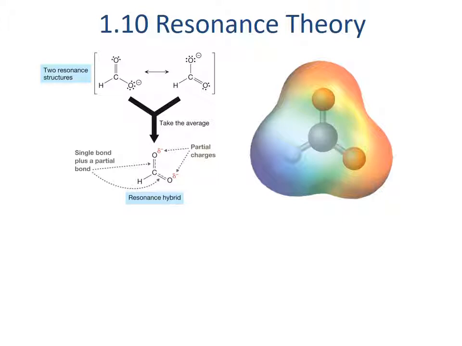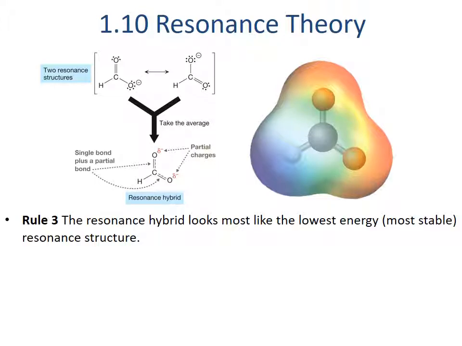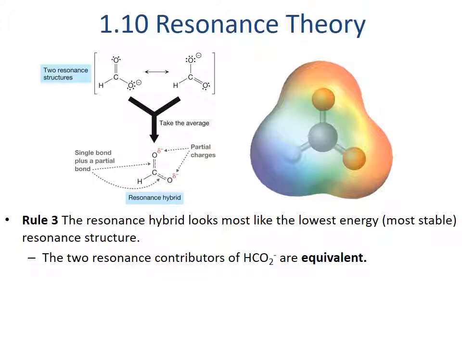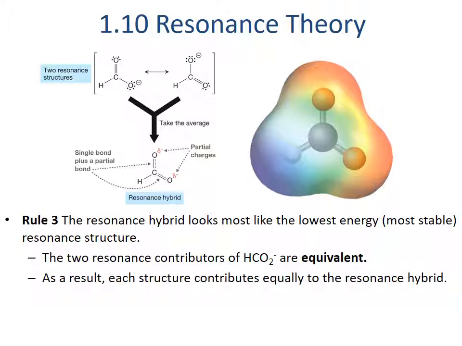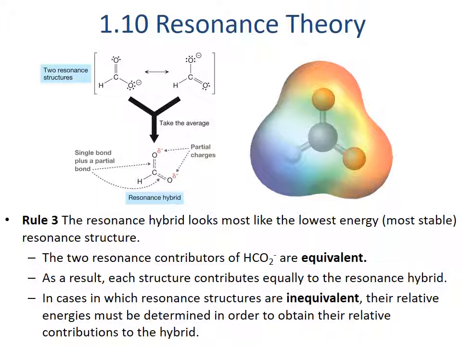The resonance hybrid is always a combination of the resonance structures, weighted based on their stability. The most stable resonance structures contribute the most. If resonance structures are equally stable, they contribute equally, which is the case here. They are equivalent. Inequivalent structures contribute unequally, but we need to be able to assess the stability of resonance structures to be able to tell this.